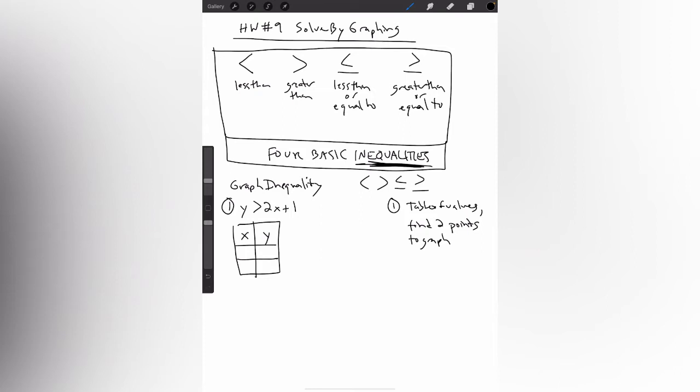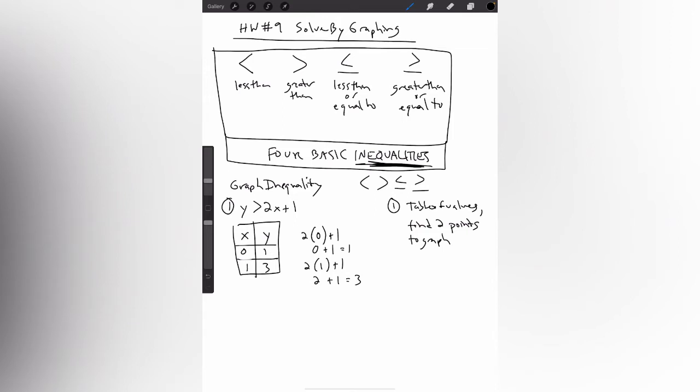You can select any 2 x values you want, but the easier ones I'm going to say are 0 and 1. If I substitute in 0 for x, 2 times 0 plus 1 is 0 plus 1, which is 1. And if I substitute in 1 for x, 2 times 1 plus 1, 2 times 1 is 2, plus 1 equals 3. Okay, so now I got my 2 points.